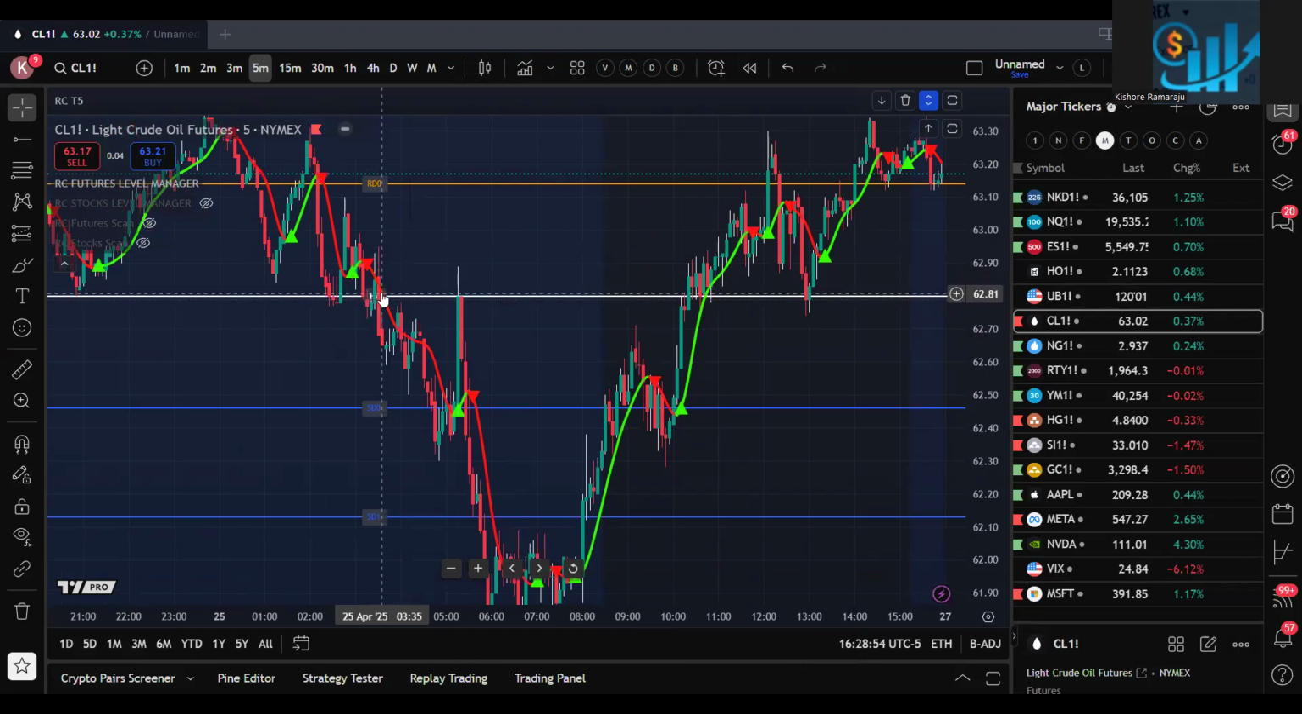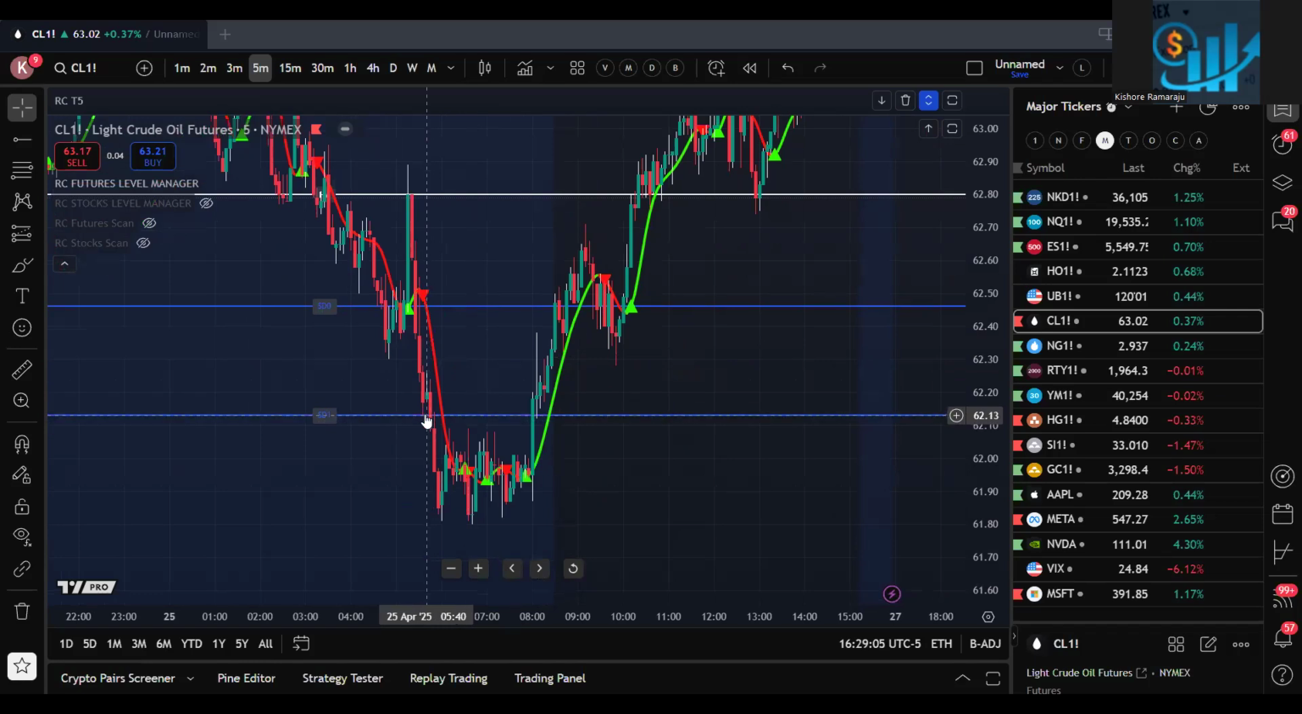It is not becoming green. That means sellers are in full control. It came all the way here and then again bounced. Again, this acted as a resistance. Again, there was a huge drop. It came all the way to the bottom, to this level.